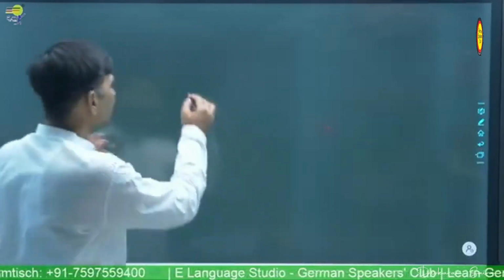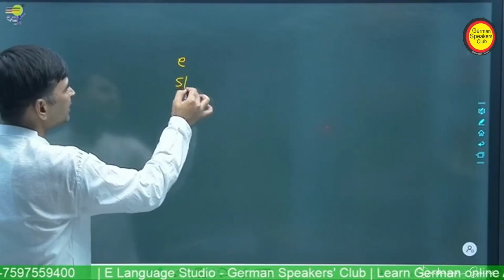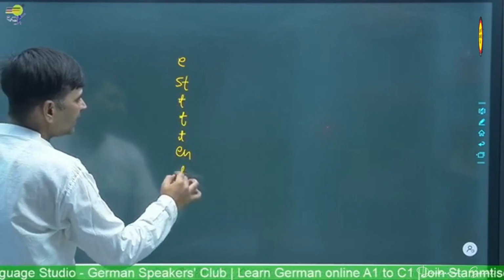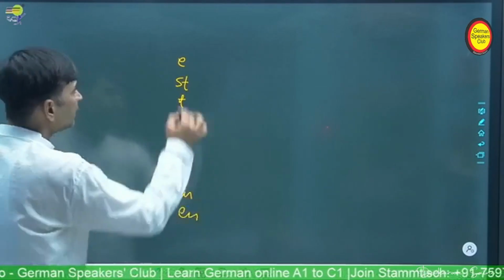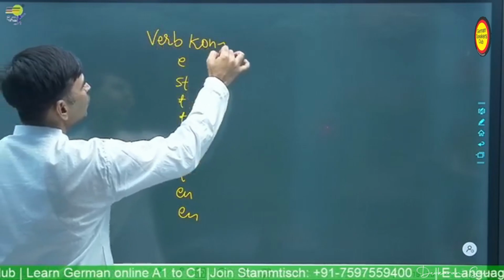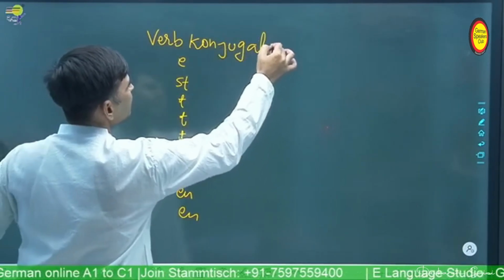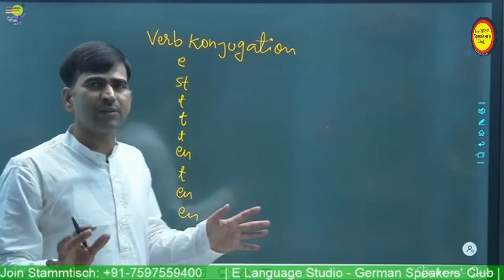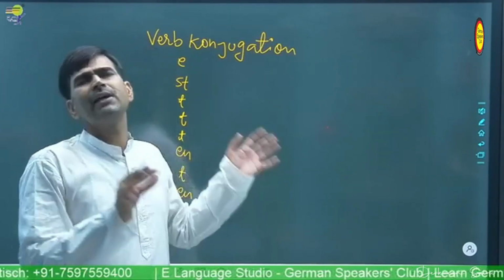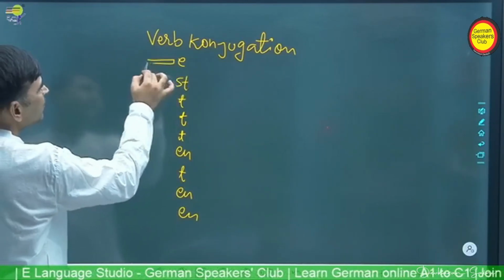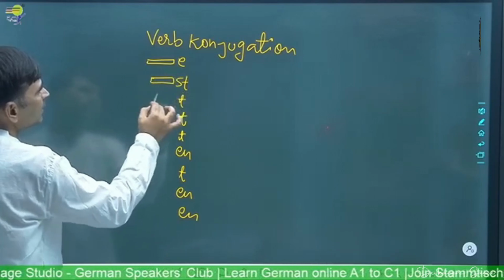Verb conjugation. Why pronoun? Because they're replacing a noun. So that's why we call it personal pronoun. Sorry, "Entschuldigung" is also there, which is excuse me. So these endings are called verb conjugation that we have just seen.